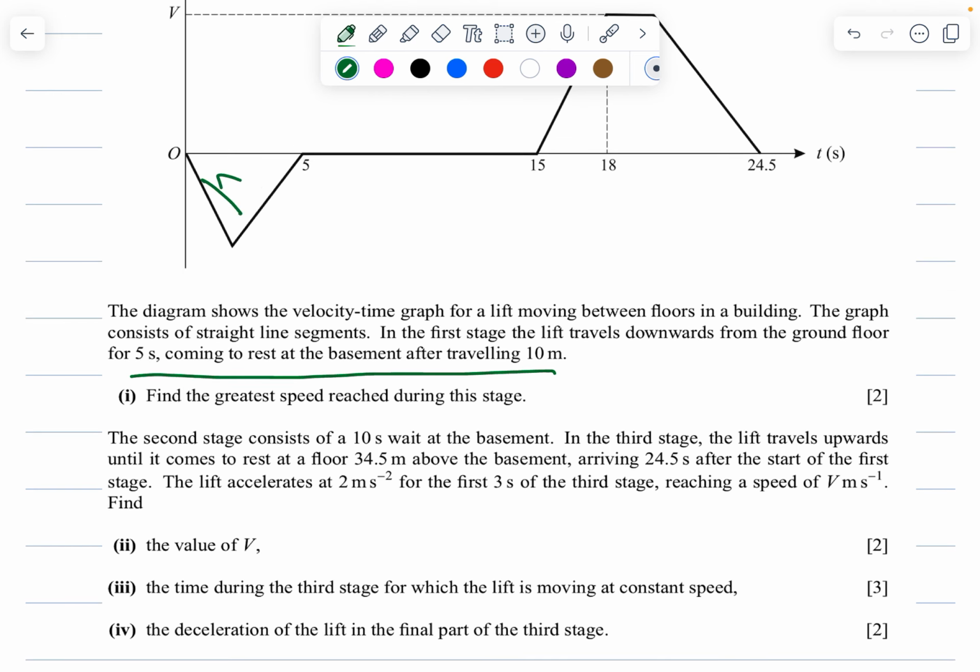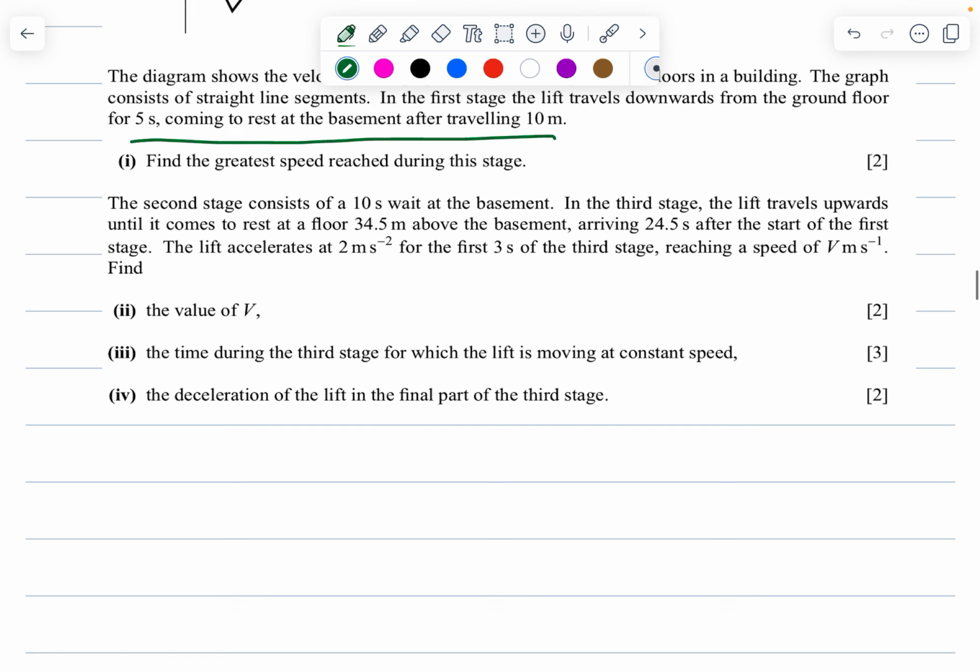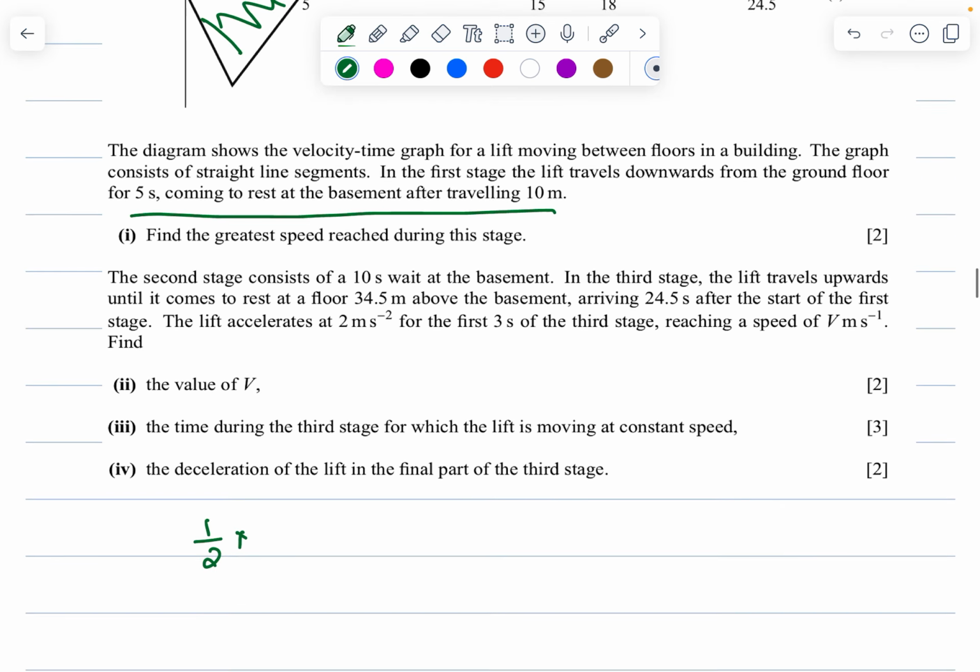So this distance is going to be 10 meters. So the area of the triangle, half times base, is nothing but 1/2 times 5, and the height is going to be V maximum. So 10 equals half times 5 times V maximum, which gives me 4 meters per second. That is for part 1. The second stage consists of a wait for 10 seconds at the basement.